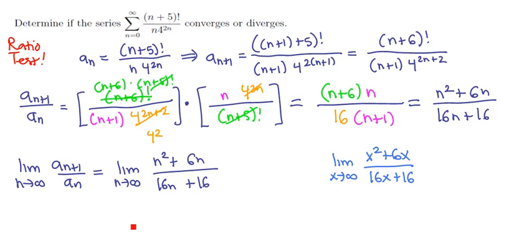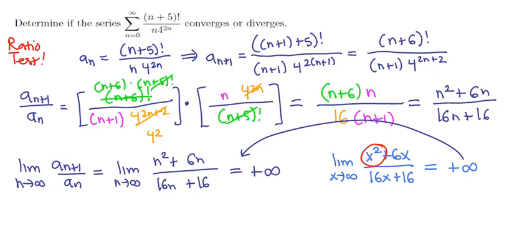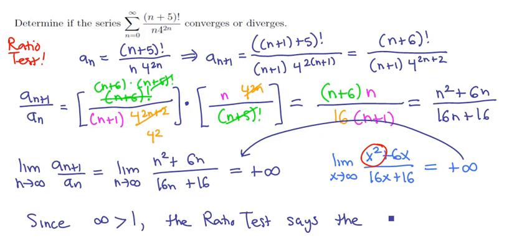Notice that the numerator has a greater degree than the denominator, and so this will converge to plus infinity according to the leading coefficient test from Calc 1. That means this limit over here also diverges to plus infinity. Since positive infinity is greater than 1, kind of obviously, that means the ratio test says this series diverges. And so there's our answer. This would be a divergent series.